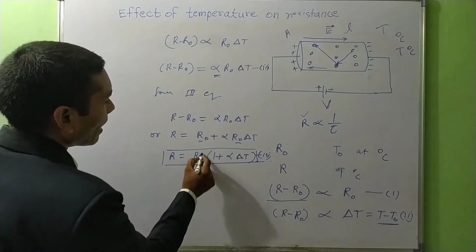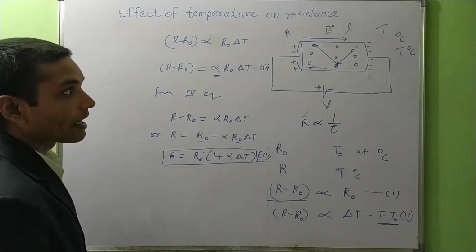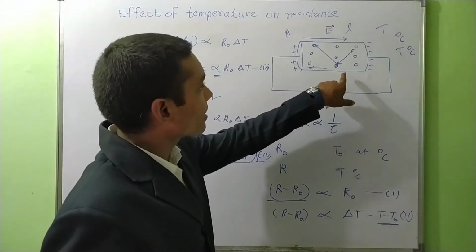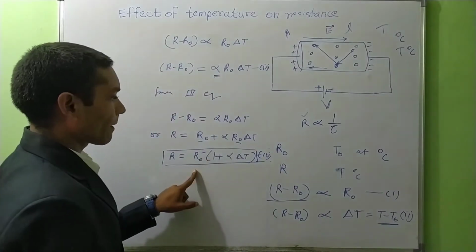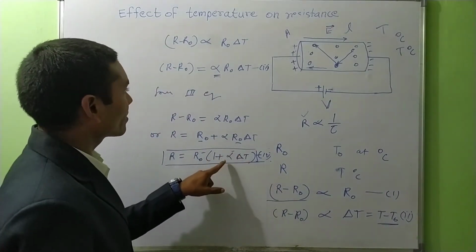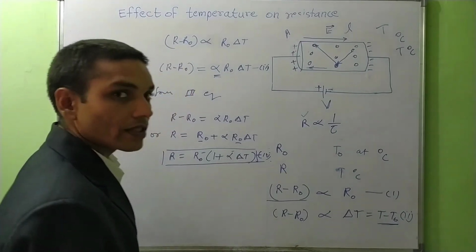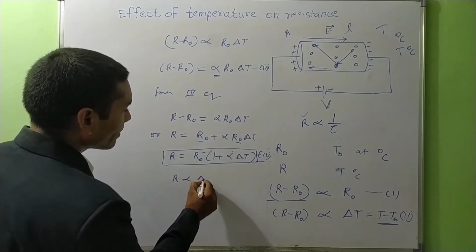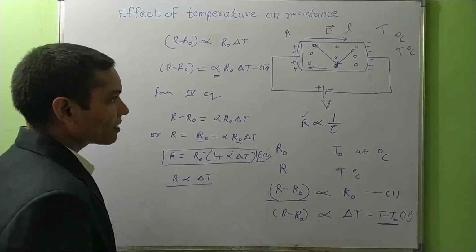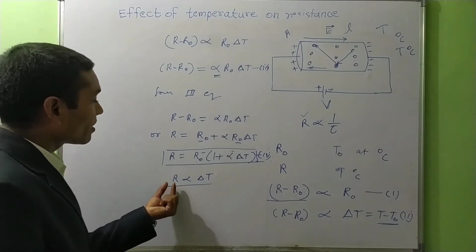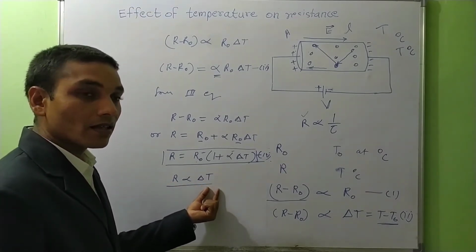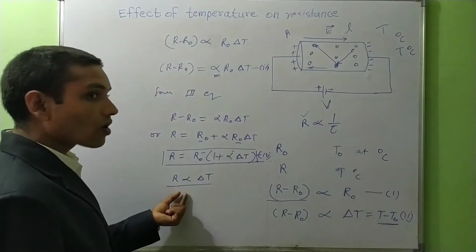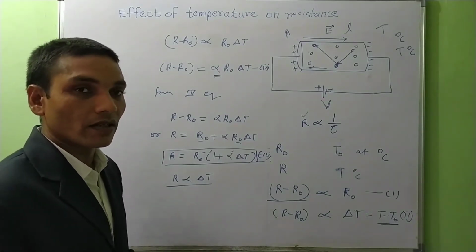From this equation, R naught is constant at 0 degree temperature for the material of this conductor, and alpha, the temperature coefficient, is also constant. So R will be directly proportional to T. That is the relation between the resistance and the temperature: when temperature is increased, resistance is also linearly increased.